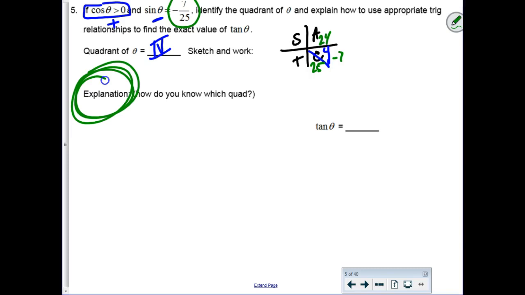And then finally you get to find the tangent. So tangent being negative 7 over 24, and then I think to myself, okay, I'm in the 4th quadrant. I just gave my teacher a negative tangent ratio. Yes, that makes sense.